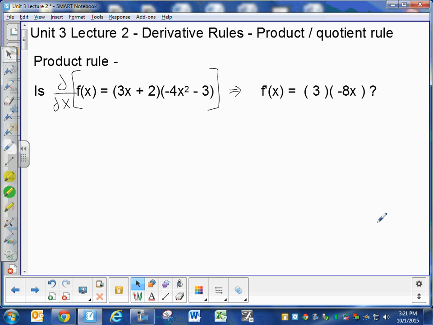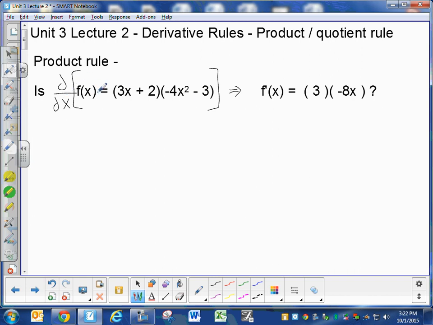So last class we learned the power rule. Today we're going to learn the product and the quotient rule. If you remember from last class, I told you that the power rule doesn't work over multiplication. It only works over addition and subtraction. And we can kind of confirm that it does not work.